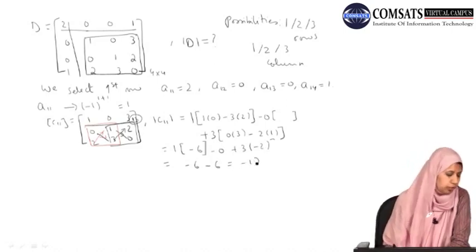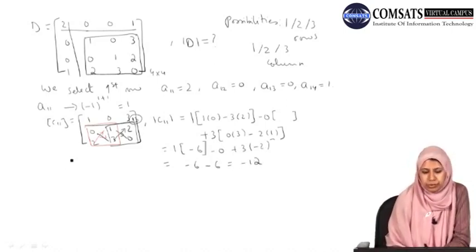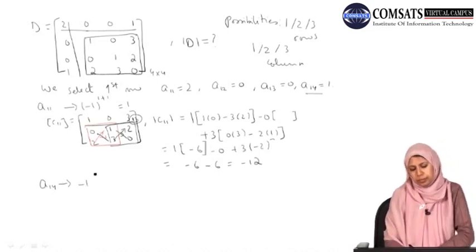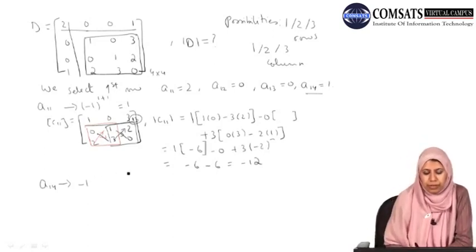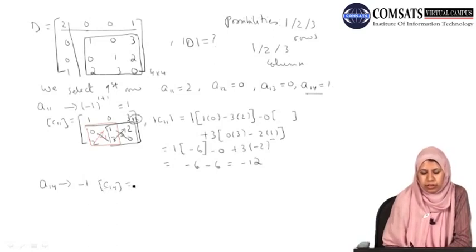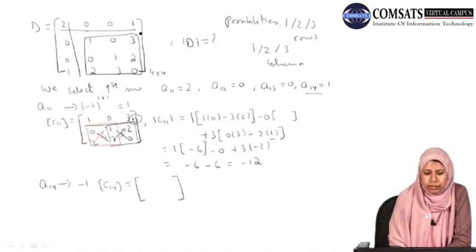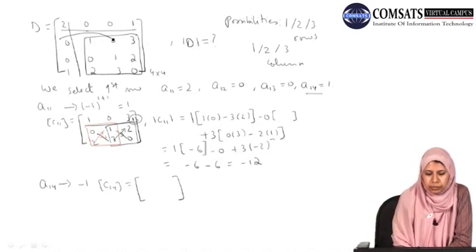Now the next step is to find the cofactor of our second non-zero entry A14. The number associated with it will be minus 1, because 4 plus 1 is 5, odd, so minus 1 will be the number. The cofactor will be the submatrix of order 3 by 3; we have to neglect the first row and the fourth column, and we are left with this matrix.